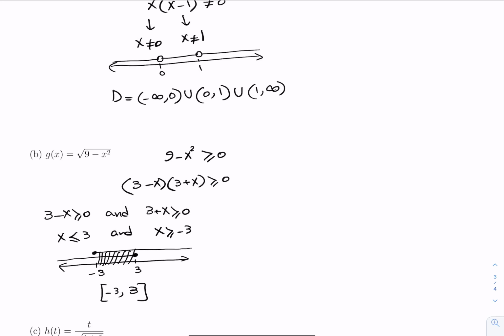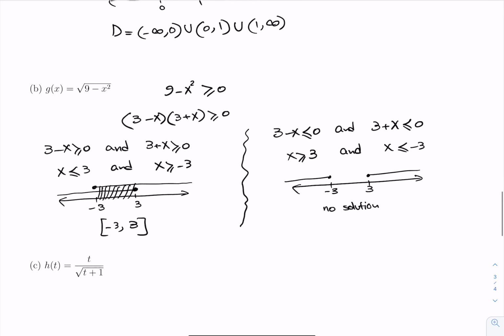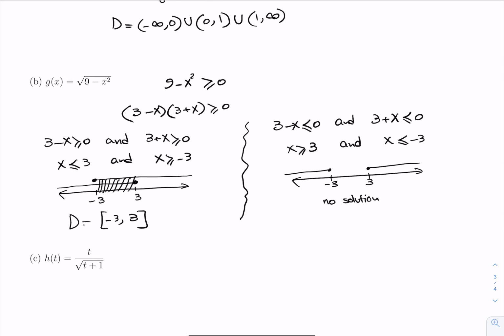What about the other case? Could they both be negative at the same time? We can show that can't happen. So if I have 3 minus x less than or equal to 0 and 3 plus x less than or equal to 0, then I have x greater than or equal to 3 and x less than or equal to negative 3, which clearly do not intersect. So this one will give us no solution. The domain of this function, g of x, will be closed negative 3 to closed 3.